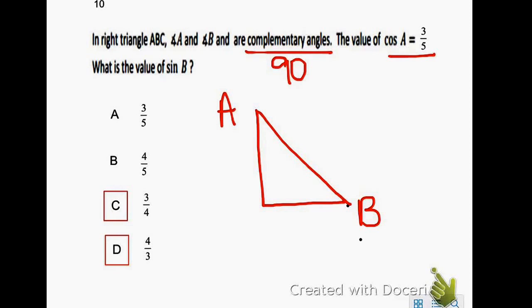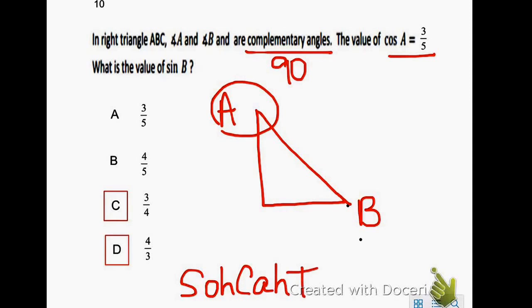If the value of cosine A, now remember A is here, and cosine, if I do my SOHCAHTOA, or look at my formula on the formula sheet, that tells me that cosine is adjacent over hypotenuse. So I know that my hypotenuse, which is across from the right angle, would have to be 5. And my adjacent next to A would have to be 3.